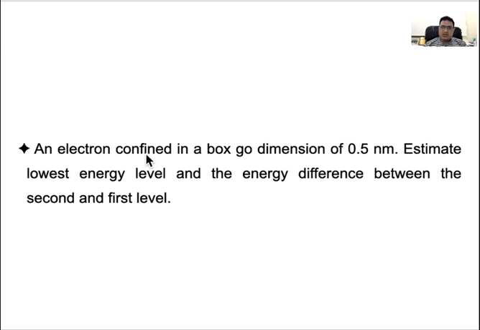Okay, so this is the last question of this module that you have to answer. An electron is confined in a box where the dimension of the box is 0.5 nanometer. Estimate the lowest energy level and the energy difference between the second and first level. You have to answer this because we have given the value of L, and now you have to find the lowest energy level as well as the energy difference between the second and first level.